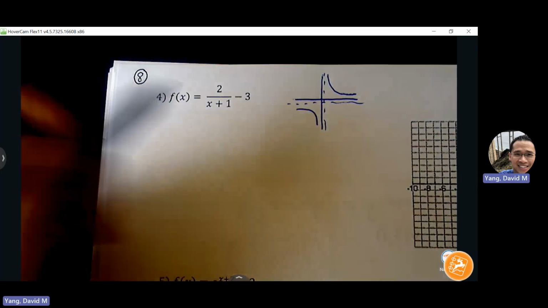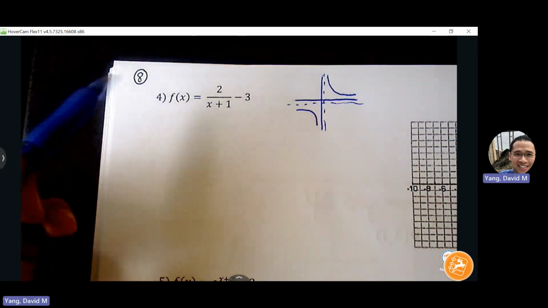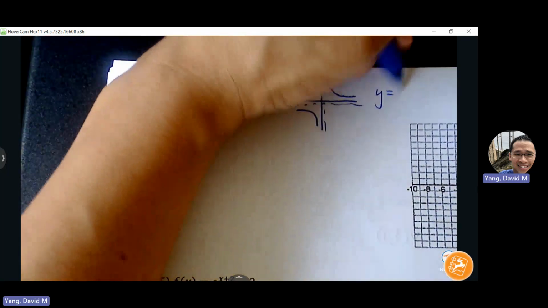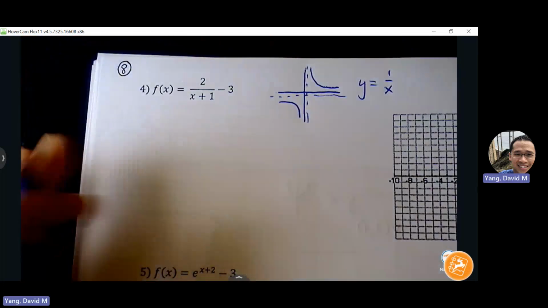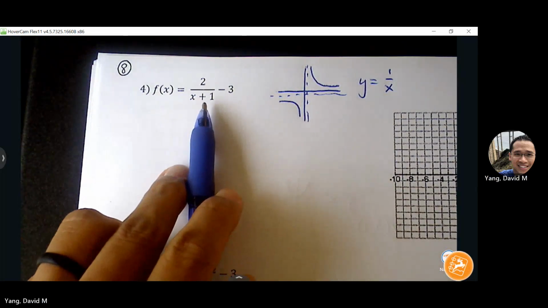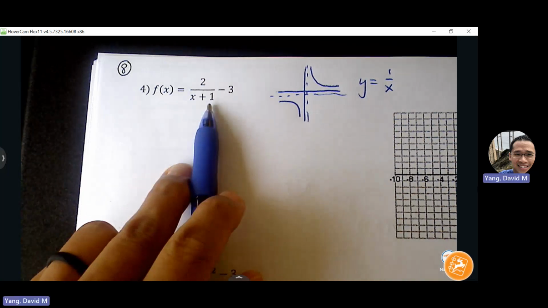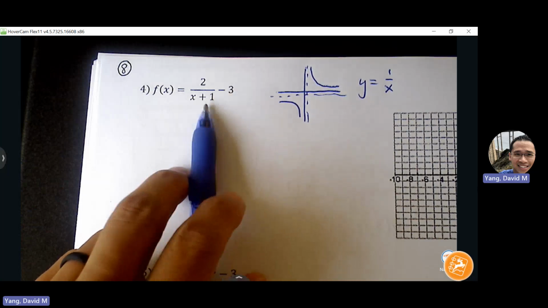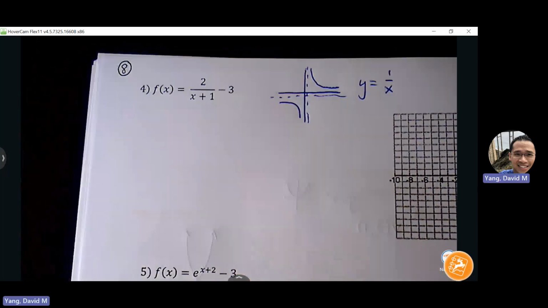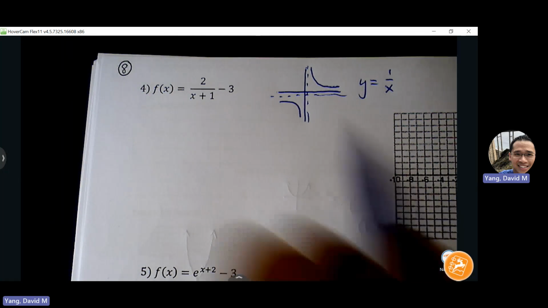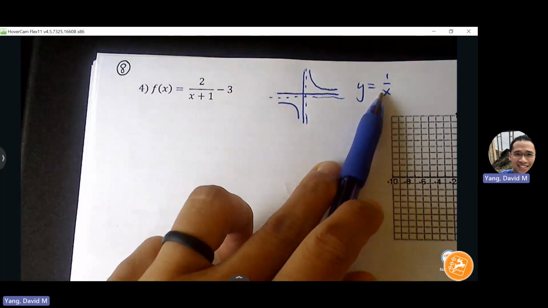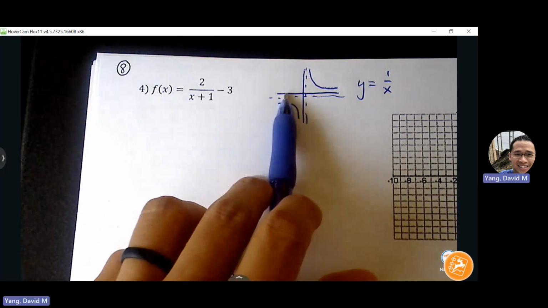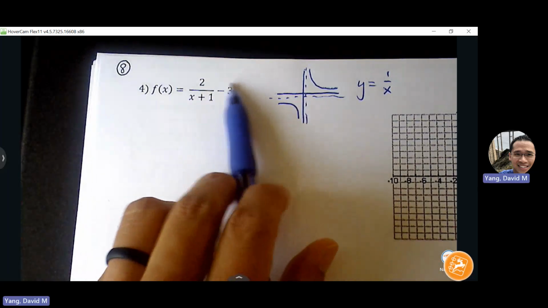But let's go ahead and identify those transformations here. Normally, my function is 1 over x. So what's happening to it? Left 1 and down 3. Think of it as moving my asymptotes in those directions, right? My vertical asymptote was at 0, so I'm going to shift that asymptote to the left, which is x equals -1. My horizontal asymptote was at 0, but I'm going to shift that asymptote down 3 units.